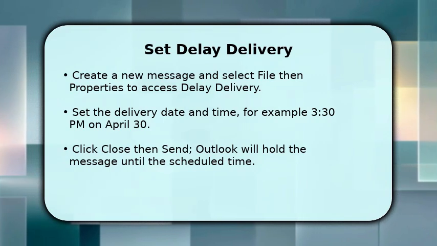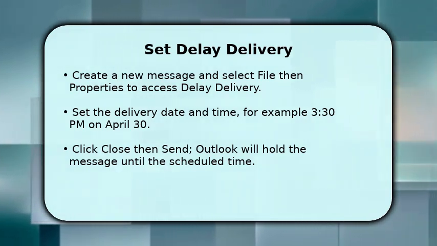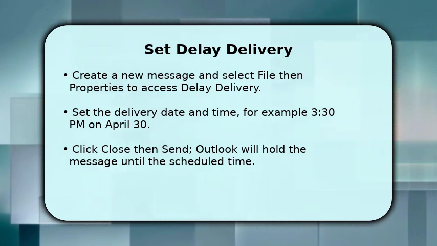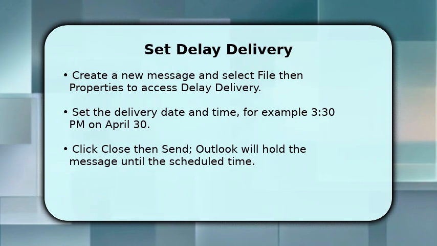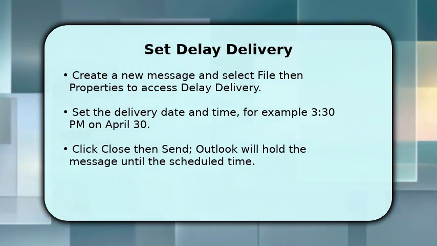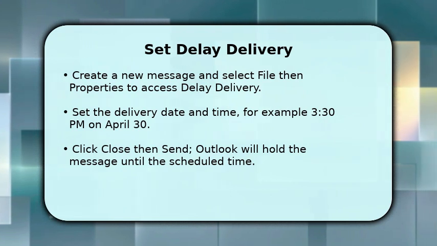Compose your email normally, including recipients, subject, and body content. Open the Options tab, then click Delay Delivery to open the Properties window. In the delivery options, check the box labeled Do Not Deliver before, then pick a date and time, for example 3:30 p.m. on April 30.